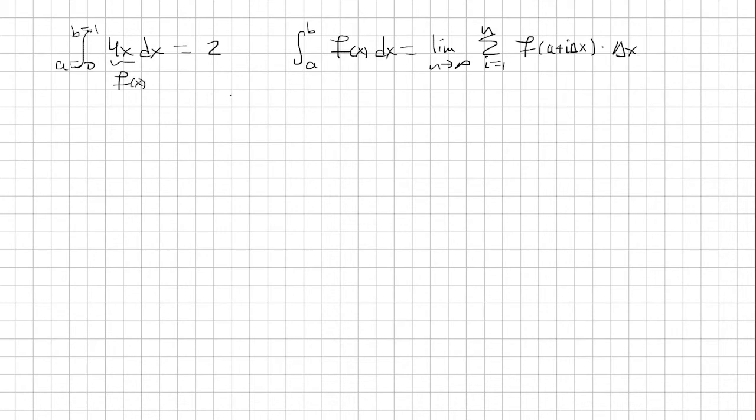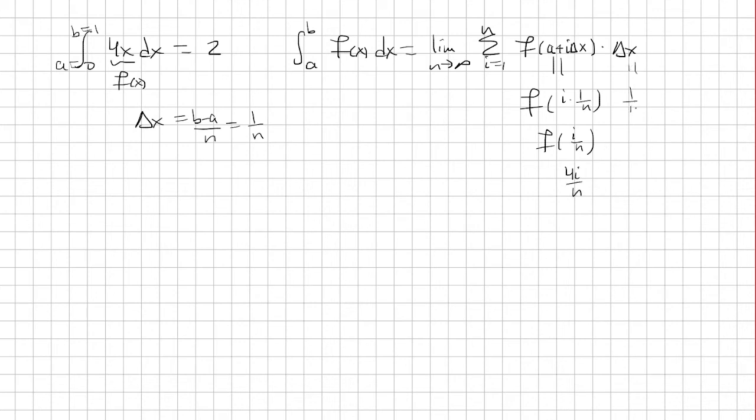f of x is 4x. Delta x is b minus a over n, which is 1 over n. Now, f of a plus i delta x is just f of i times 1 over n. In other words, f of i over n. If f of x is 4x, this would just be 4i over n.